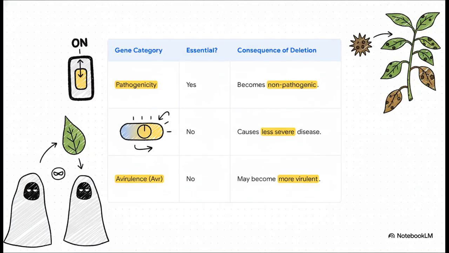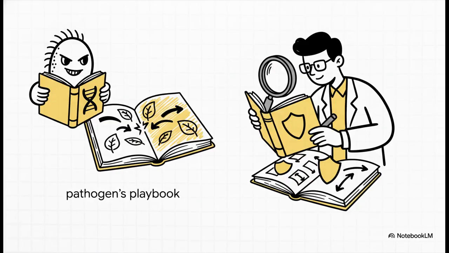And this table just summarizes everything perfectly. Pathogenicity, the essential on switch. Virulence, the dimmer for severity. And avirulence, the double agent. And notice that fascinating consequence for deleting an AVR gene. The pathogen might actually become more successful on a resistant plant because now it can attack in stealth mode without tripping the alarm. And here's why this matters to all of us.